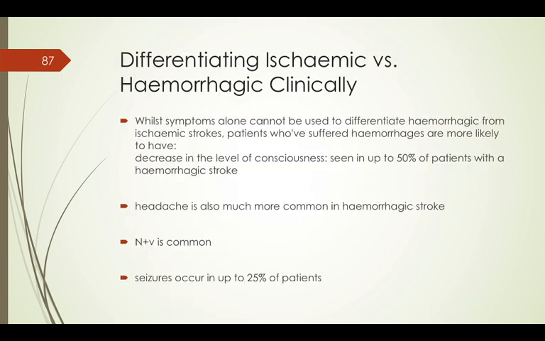So differentiating between ischemic and hemorrhagic strokes. So in terms of symptoms, it's quite difficult initially to differentiate between hemorrhagic and ischemic, but those who've suffered hemorrhages are more likely to have a decrease in their consciousness level, may have headache, nausea and vomiting, as well as seizures.